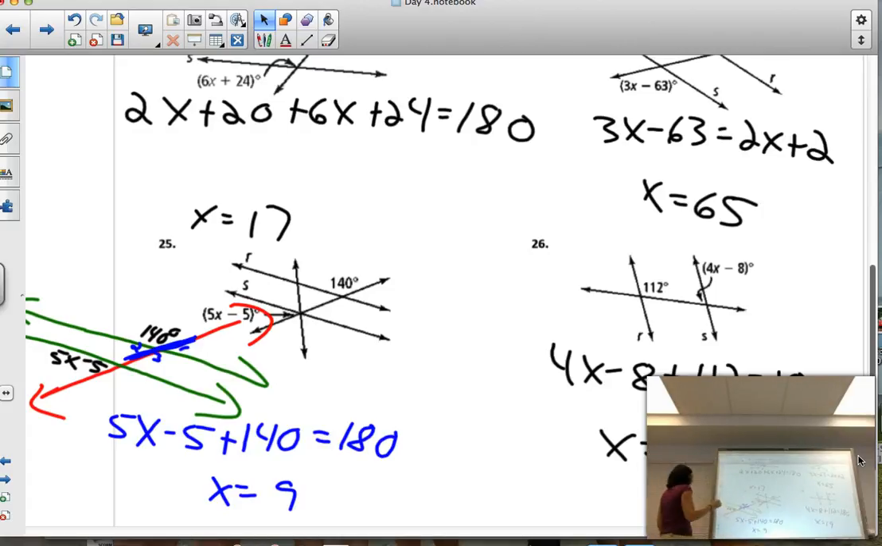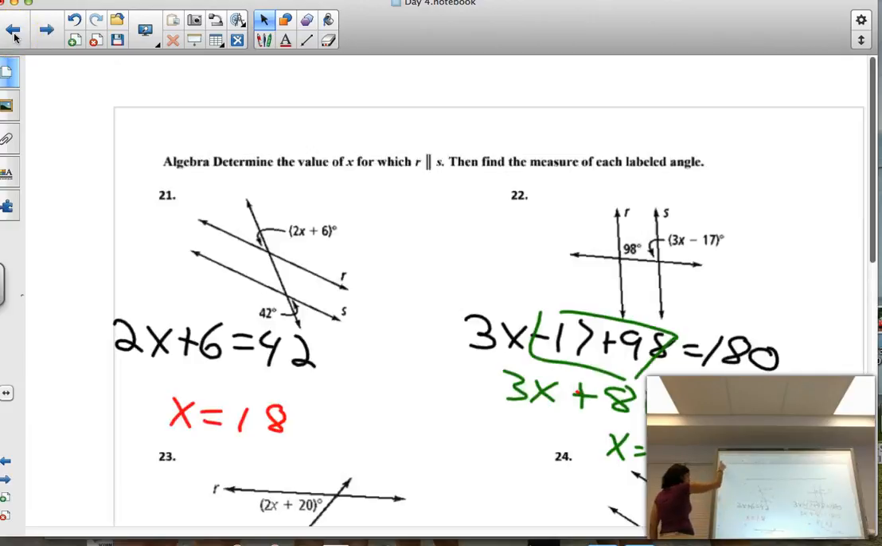Everybody get out a piece of paper, please. Everybody needs to take out a piece of paper.